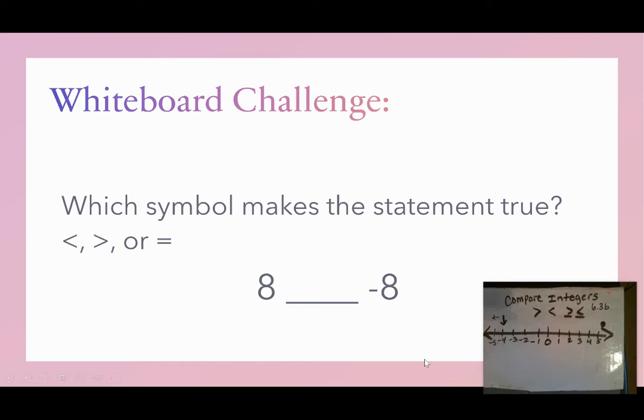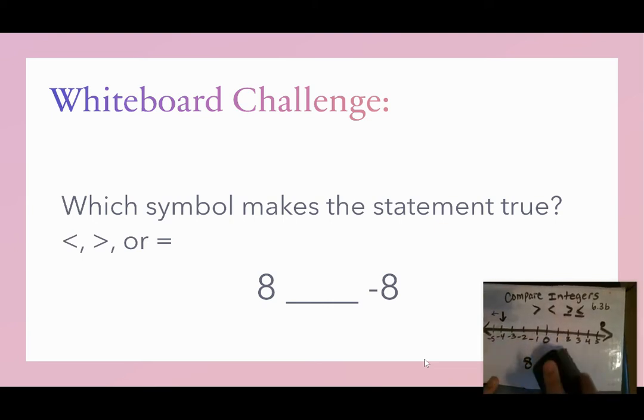We have +8 and -8. -8 is on the left side of the number line. +8's on the right side. Positive numbers will always be greater than negative numbers. So -8 will be less than +8. Actually, they have it written this way. So it would be a greater than sign in this case. +8 is greater than -8.